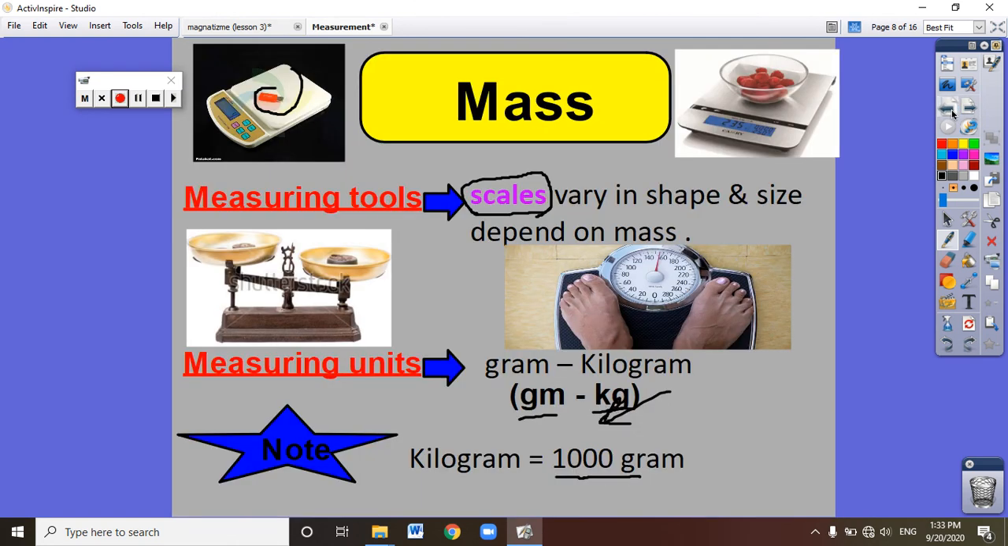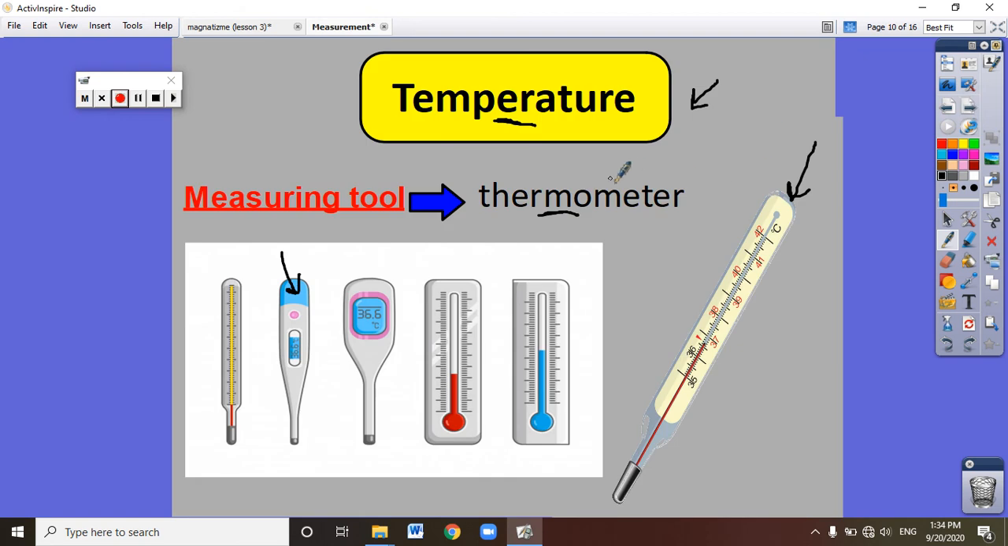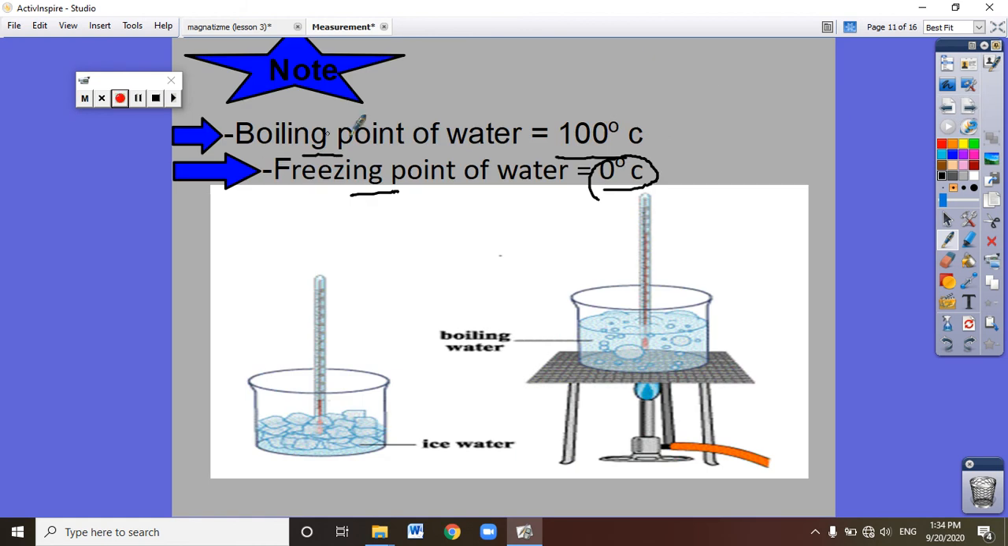So don't forget, we took today the mass. Mass means how heavy the matter is. And we use the tools, the scales, to measure the mass. And we have two measuring units to measure the mass, which are gram and kilogram. Gram for light masses and kilogram for heavy masses. 1 kilogram equals 1000 grams. And we took the temperature, and we know that we use the thermometer tool to measure the temperature. And the boiling point of water equals 100 degrees and the freezing point of water equals 0 degrees.